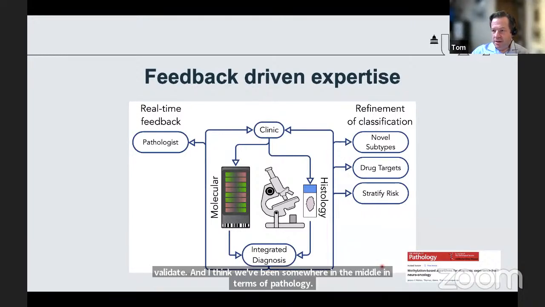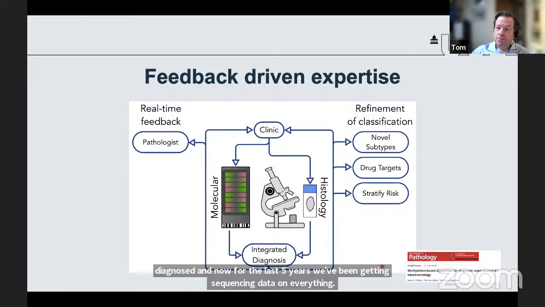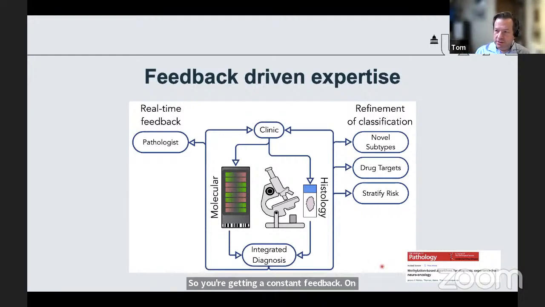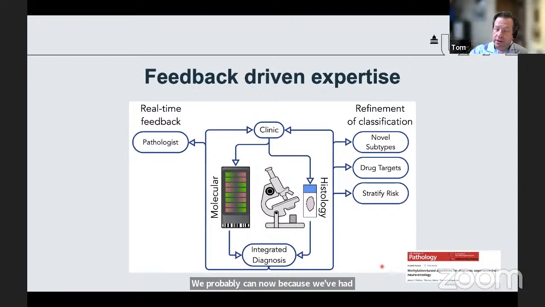But for the last 8 years, certainly in our centre, we've been getting methylation data on every case that we diagnosed. And now for the last 5 years, we've been getting sequencing data on every one. So you're getting a constant feedback on your diagnostic decisions. And I think that changes the way we see the H&E. A lot of the entities we talked about at the beginning that we couldn't diagnose morphologically at the beginning of this process, we probably can now because we've had that constant feedback of learning that.